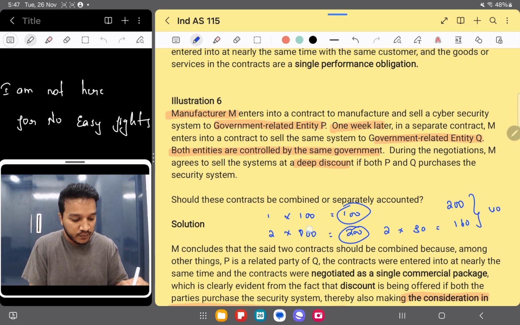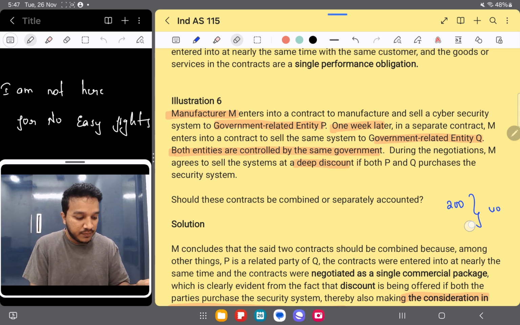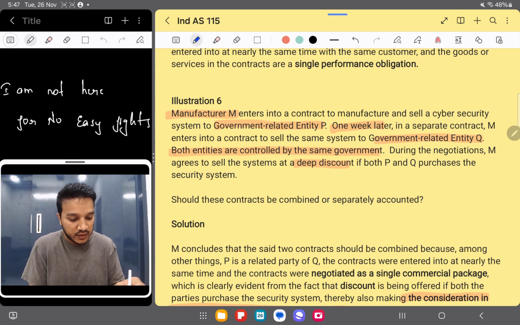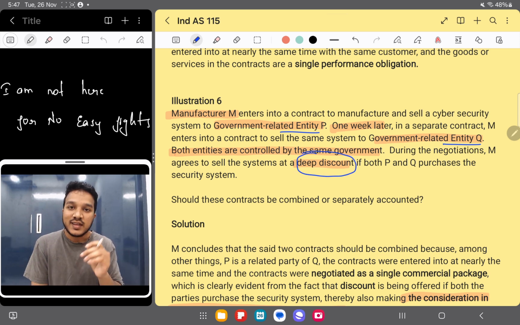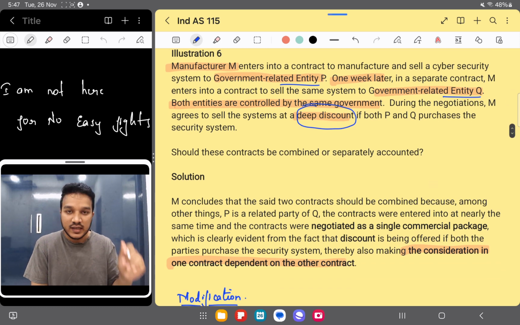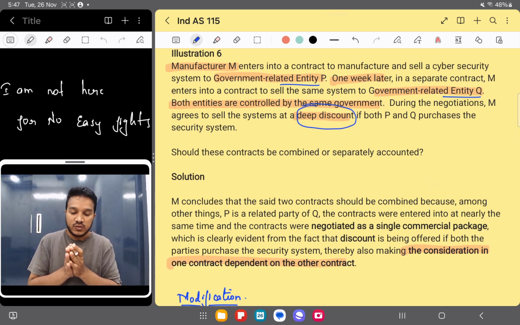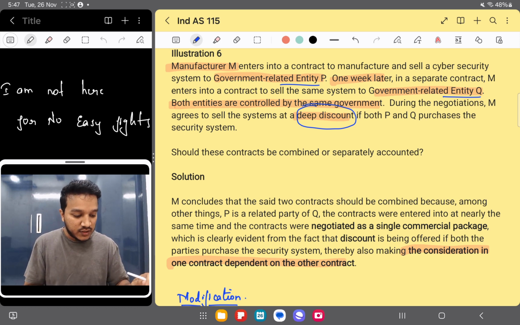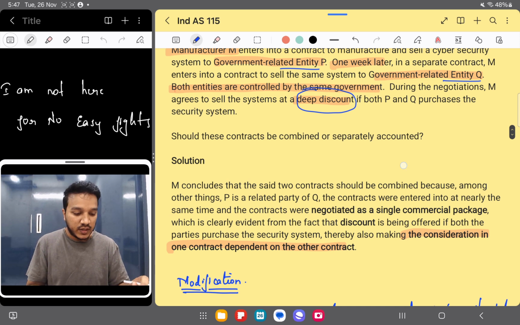Even in our question 6 also. First, with entity P it entered into a contract, and then 1 week later, entity Q also came, and then they gave the discount to both. By looking at that discount, you should see that they both are having a single commercial package. The negotiation has been done as a single commercial package, and then they got that discount. So because of which they both are treated as a single contract. Okay, I hope you understood, and just go through the answer once, you will be able to understand.